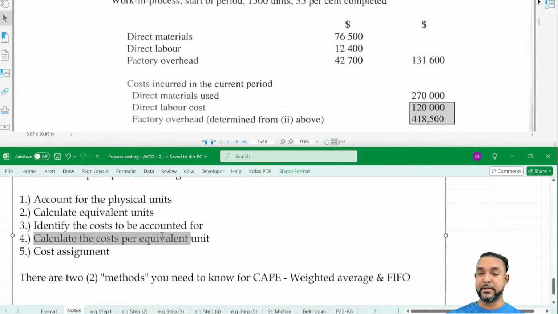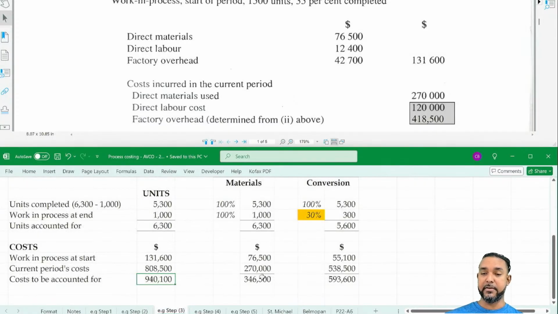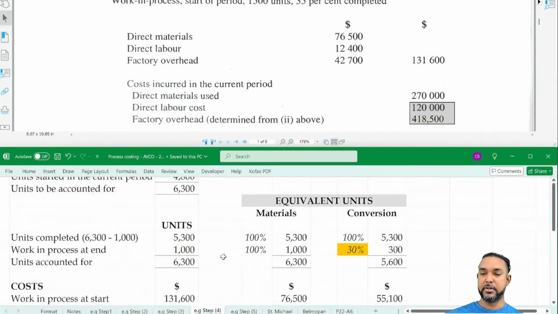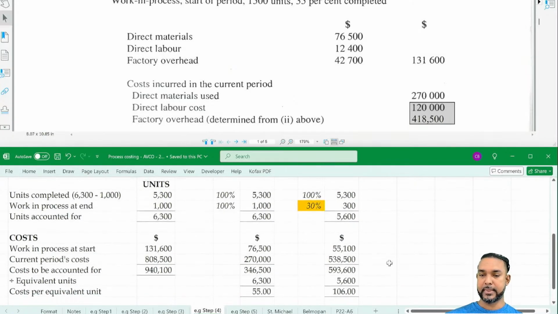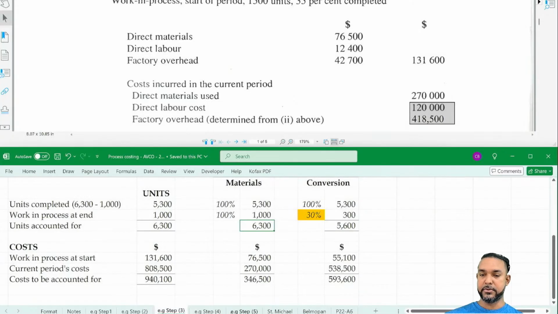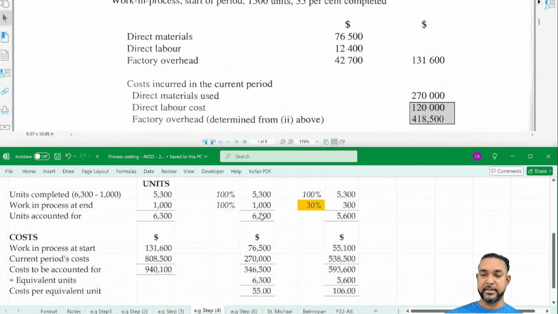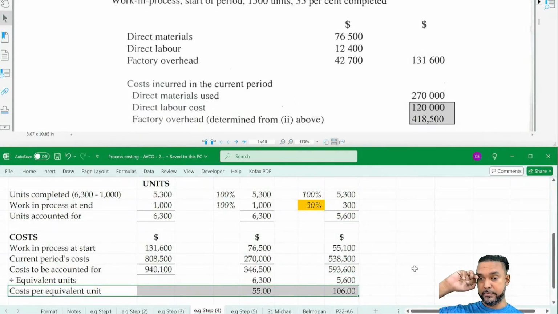We don't have much to add to the format. We have to calculate the cost per equivalent unit. So what we're doing there is simply dividing the materials cost by the equivalent units for materials. Let me go back out to 150, keep it a little uniform. So for materials, we're taking the same 6,300, putting it here, and then dividing. And same for conversion, we're taking the same 5,600 units, putting it here, and dividing. And that's going to give us the cost per equivalent unit.